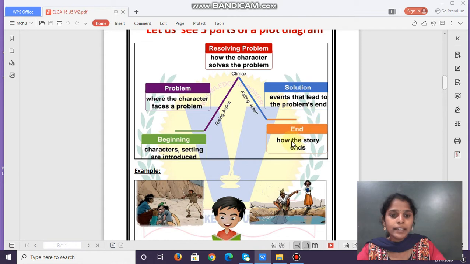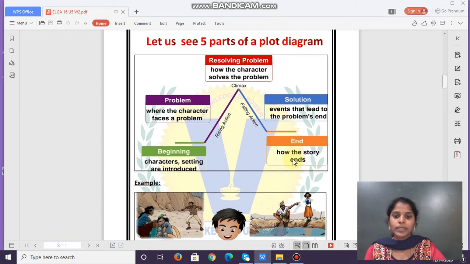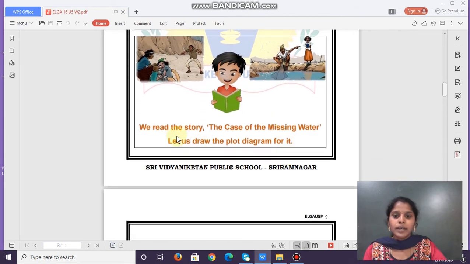At the end, how the story ends. These are the 5 parts of a plot structure. How the story begins, the problem, how it rises and is resolved, and also the solution, and the end of the story. We'll see the example. We read the story, the case of the missing water. Let us draw the plot diagram for it.